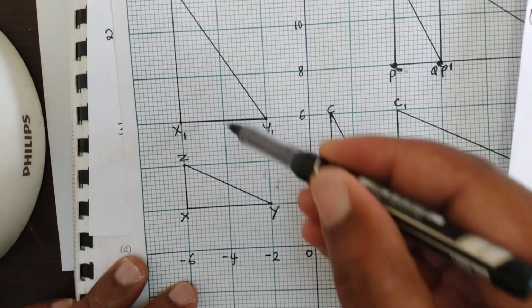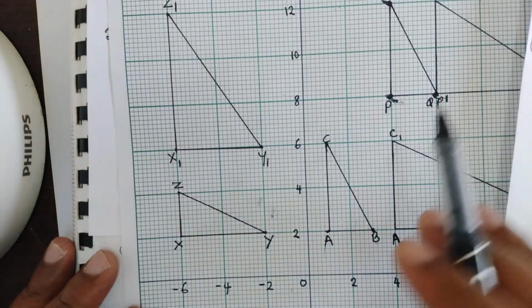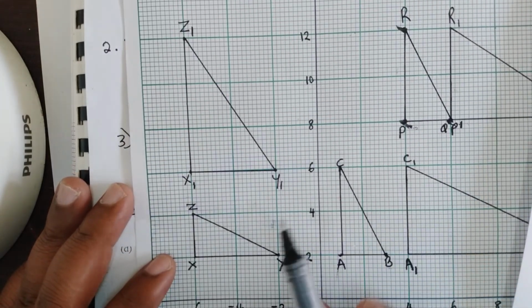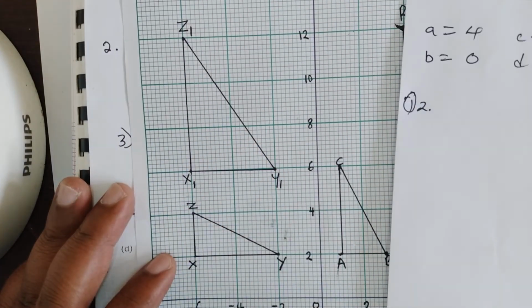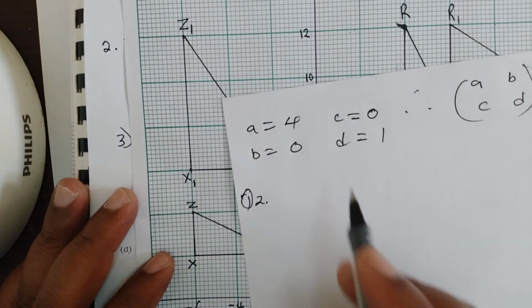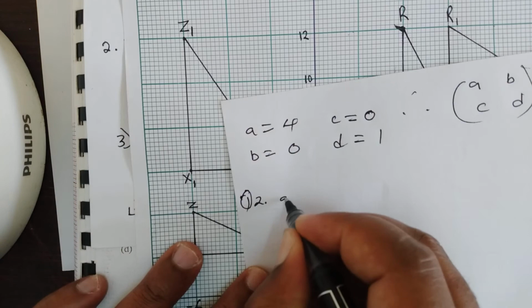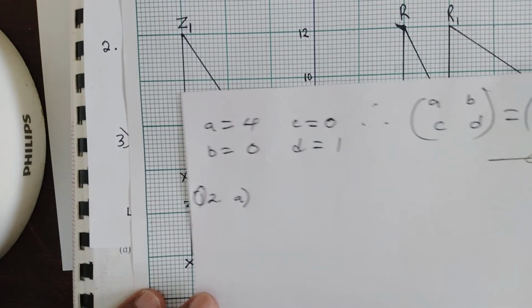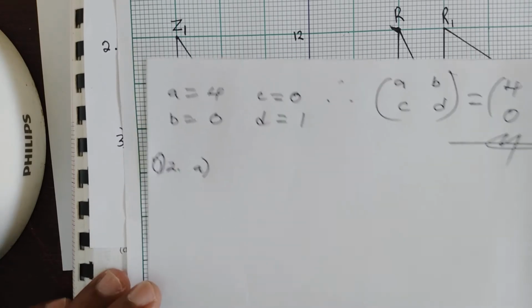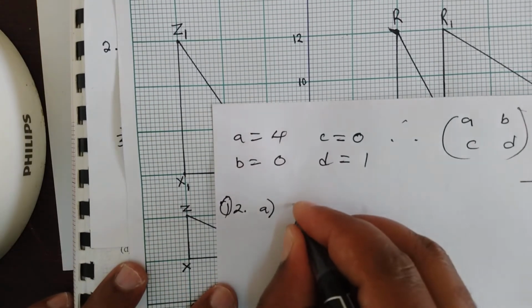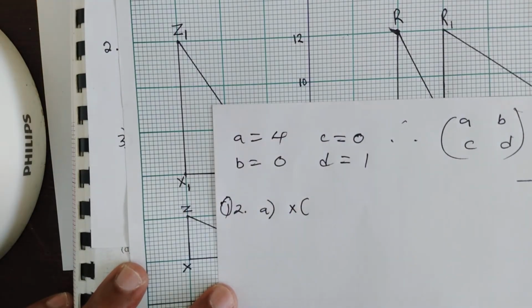Okay. So this X is mapped onto this one. This is mapped onto that one by a stretch. So the first thing is we get the invariant line. We need to identify the invariant line. All right. So you can do the same. We say, what are the coordinates of X? Okay, so you say X.